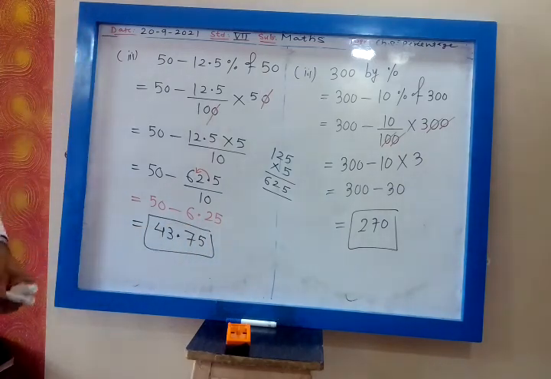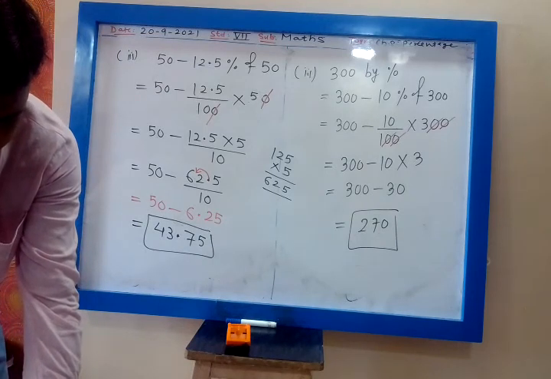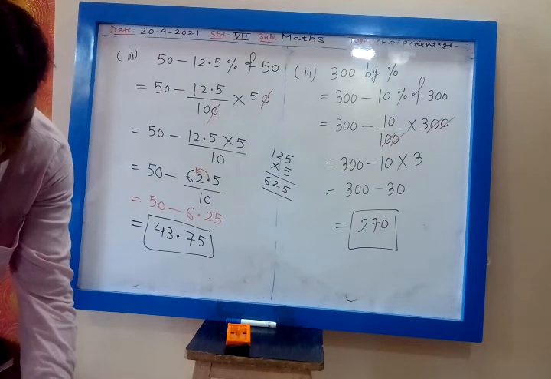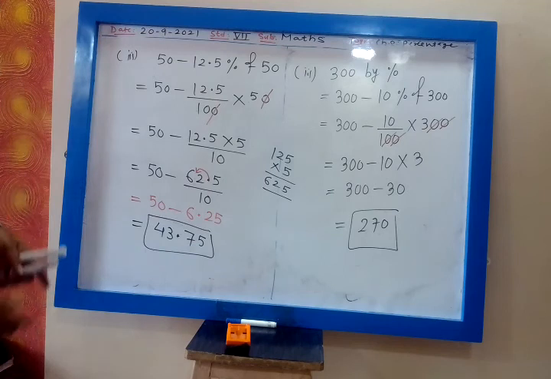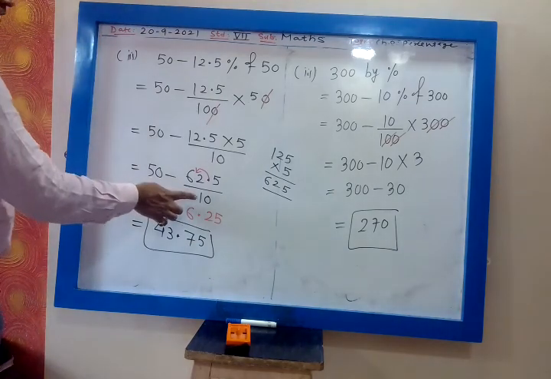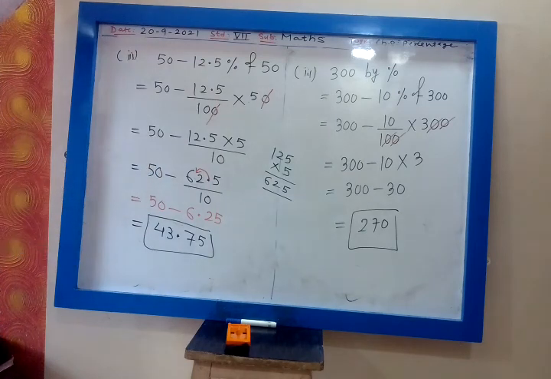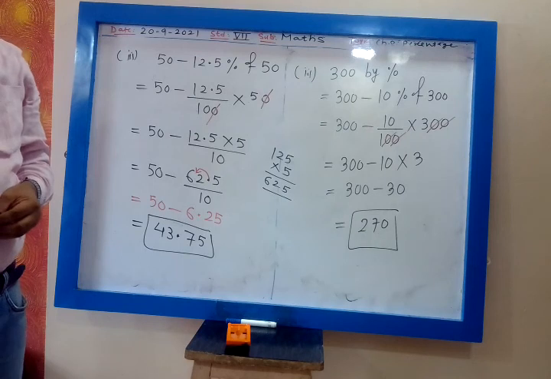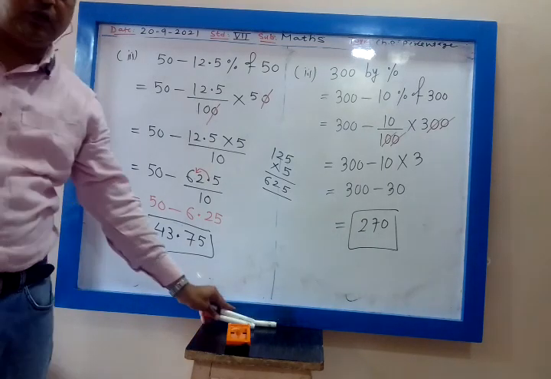Instead of dividing, I can shift the decimal. This technique I have taught you. Whenever there is 10, 100, you shift the decimal to the left. So the answer is 43.75. Now we stop here.